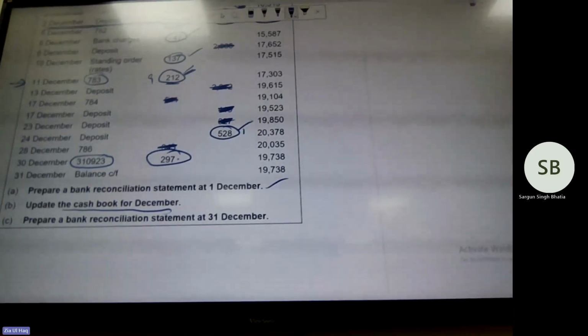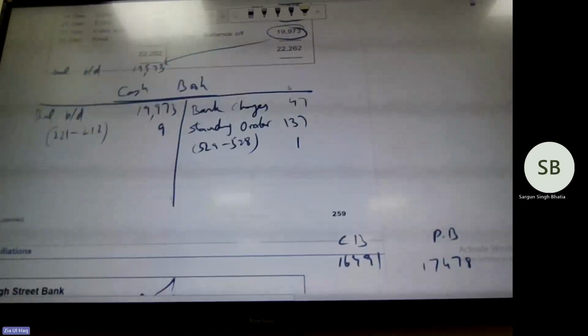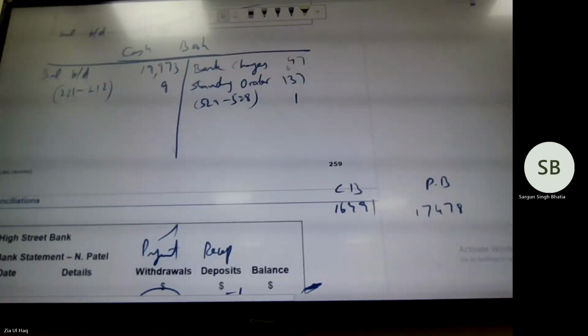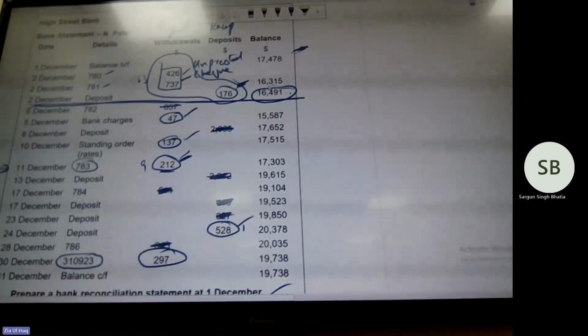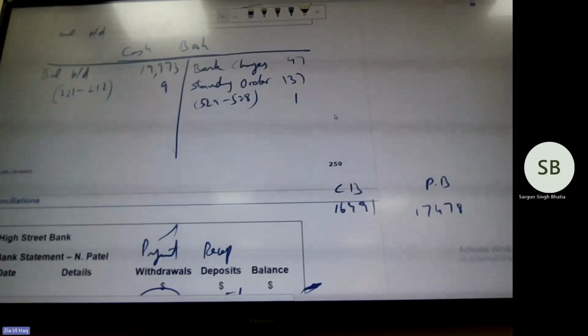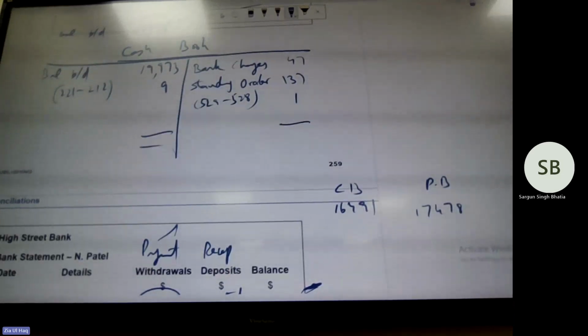This means the cash book we have prepared, whatever entries are in the bank statement that are not in the cash book, we have to adjust the cash book for those. So if we sum up the cash book, the balance will come here.